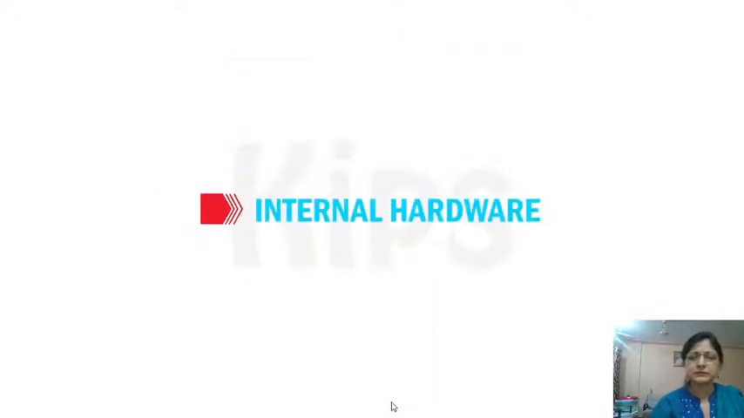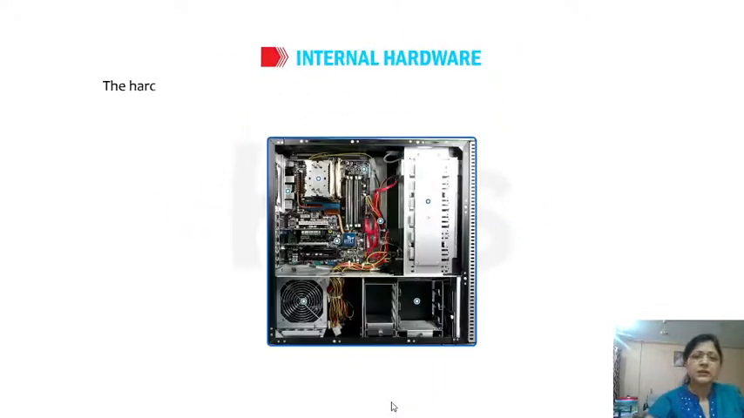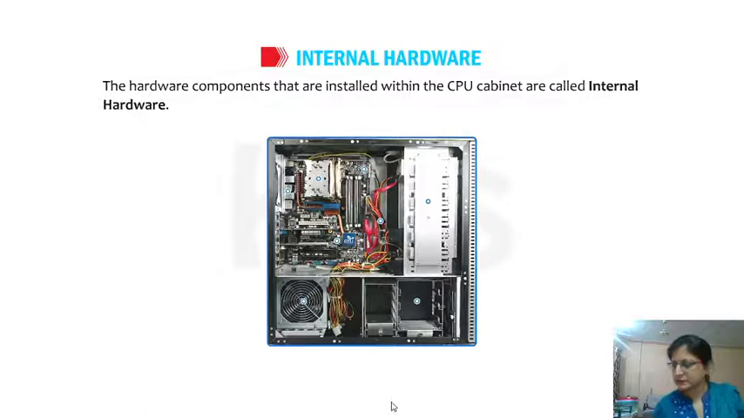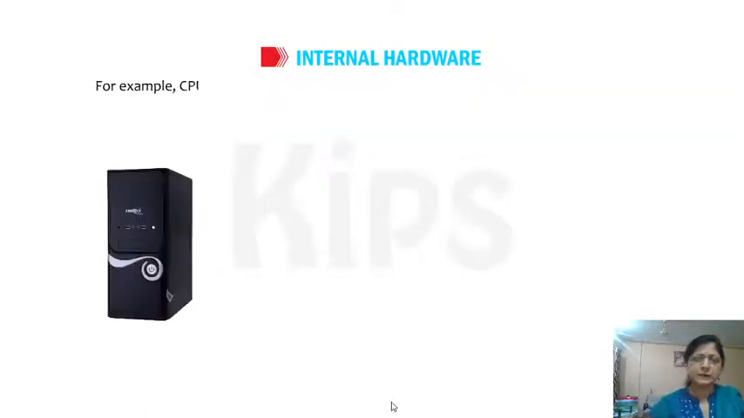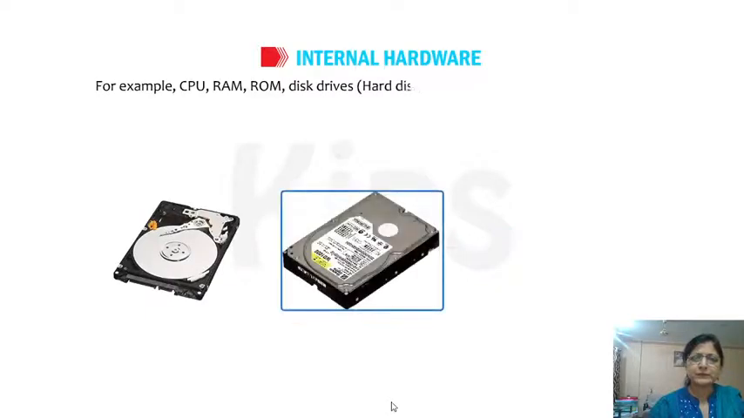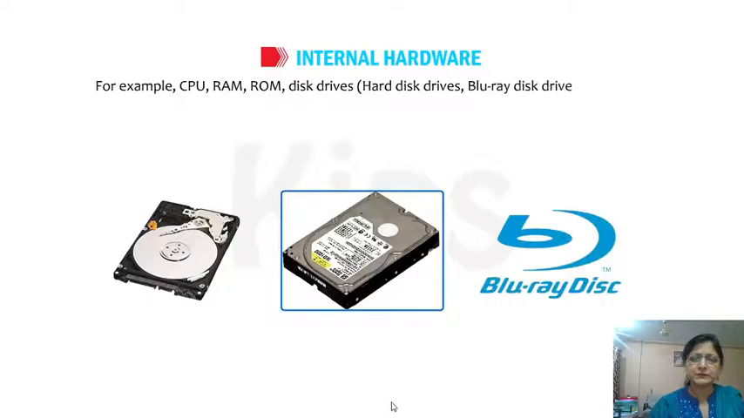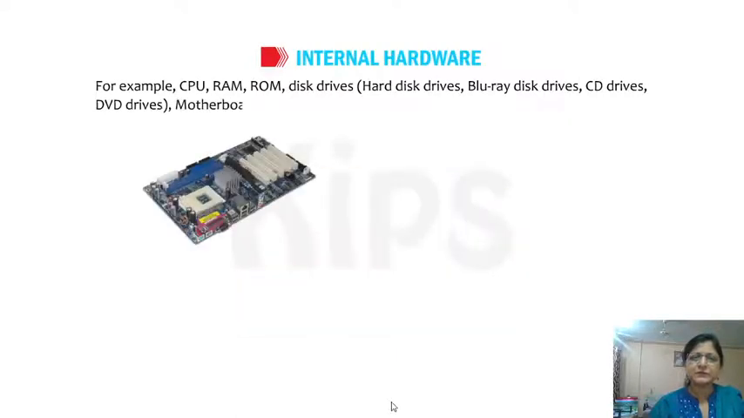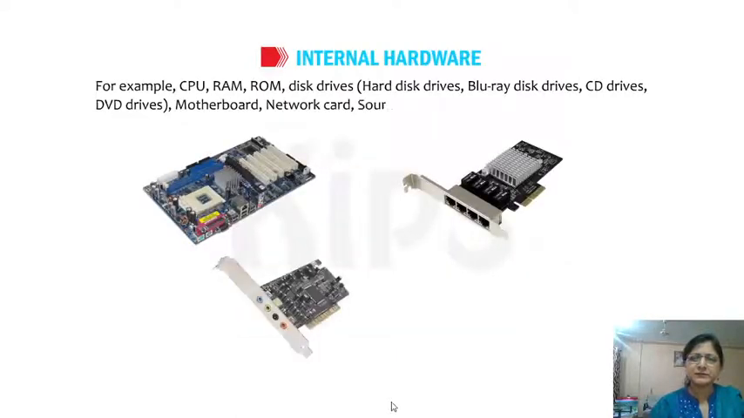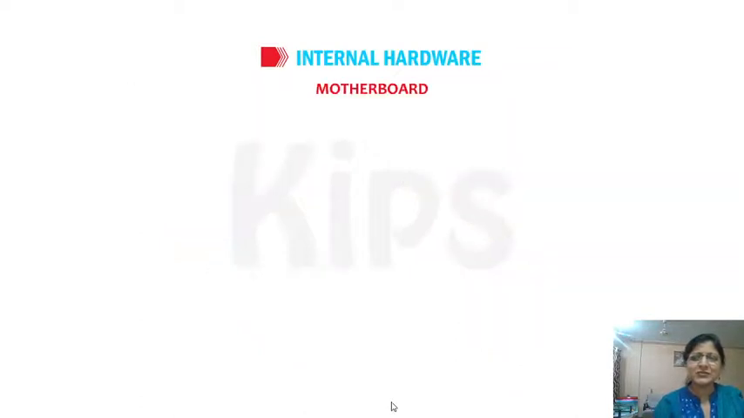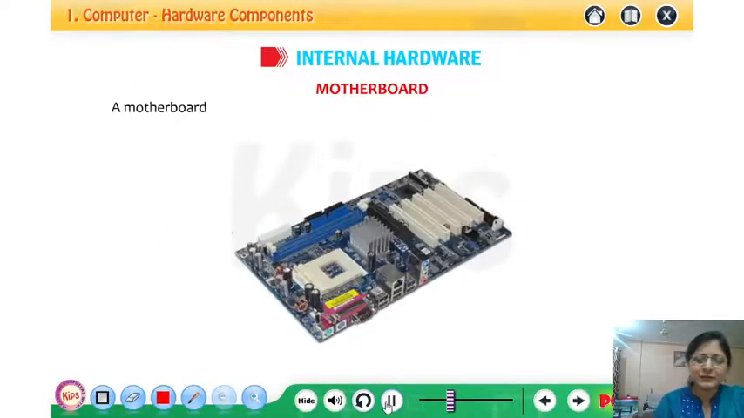Let us talk about the internal hardware. The hardware components that are installed within the CPU cabinet are called internal hardware. For example, CPU, RAM, ROM, disk drives, hard disk drives, Blu-ray disk drives, CD drives, DVD drives, motherboard, network card, sound card, video card, etc. Motherboard. A motherboard is the main.